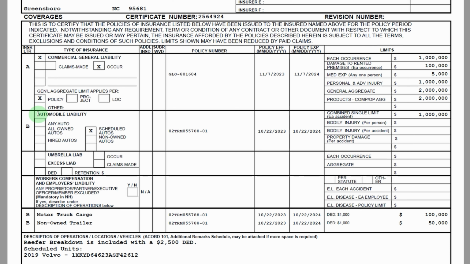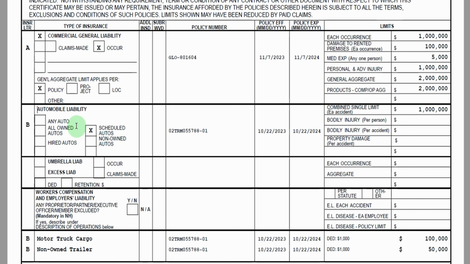Now, bobtail liability is also a type of automobile liability coverage. It's designed to pay a liability claim when a tractor is without the trailer. It's not that common nowadays because basically non-trucking liability covers the same thing. It's time to pay attention to what automobile liability applies to, right? It's any auto, scheduled auto, all owned autos, hired autos, and non-owned autos. Whenever you're renting or leasing equipment, you need to go for hired or non-owned autos, okay? This is just for you guys to know.